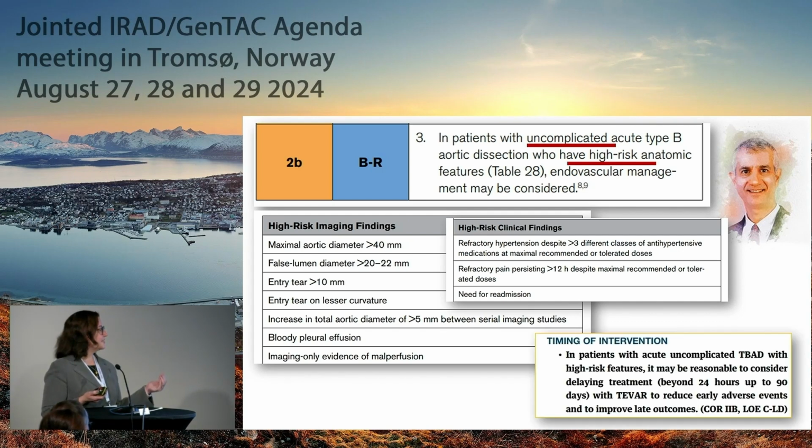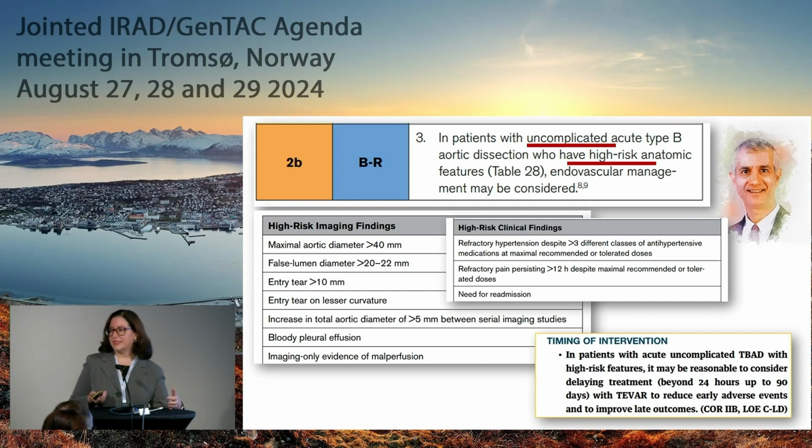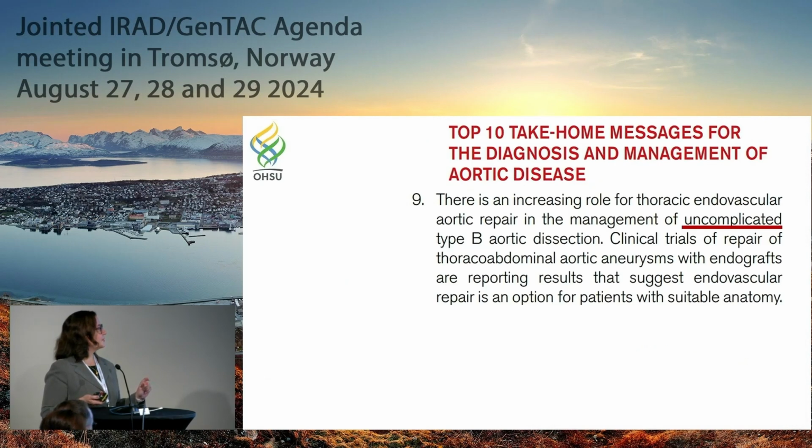And in that sense, and you can see it in the other guidelines as well, it is reasonable to consider delaying treatment for these patients, treating them but delaying treatment to get them at least out of the hyperacute phase, and to treat that patient population. I like the take-home message.